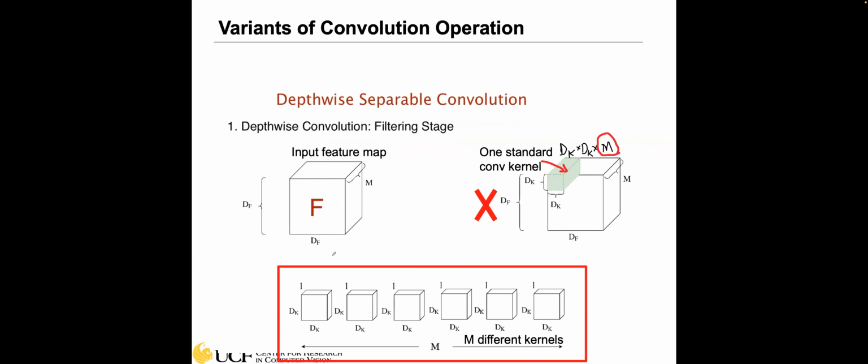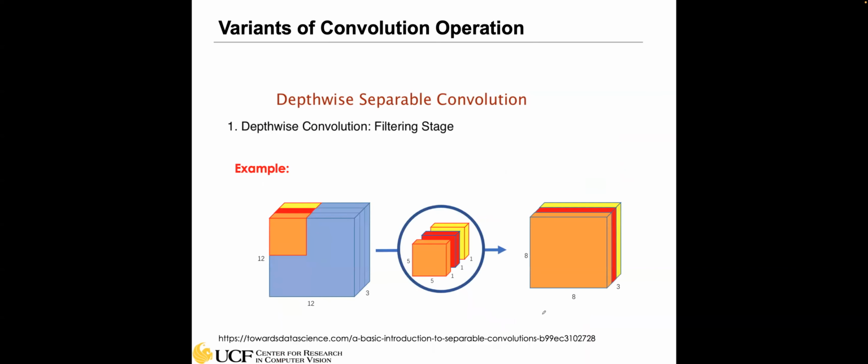So again, we have the same input, df by df by m channels. Instead of using the standard convolutional kernel, they specify m different kernels, okay? But each kernel is not dk by dk by m, it's dk by dk by 1. So it's just a single channel, dk by dk, and they specify m such different kernels, and apply these m different kernels channel-wise.